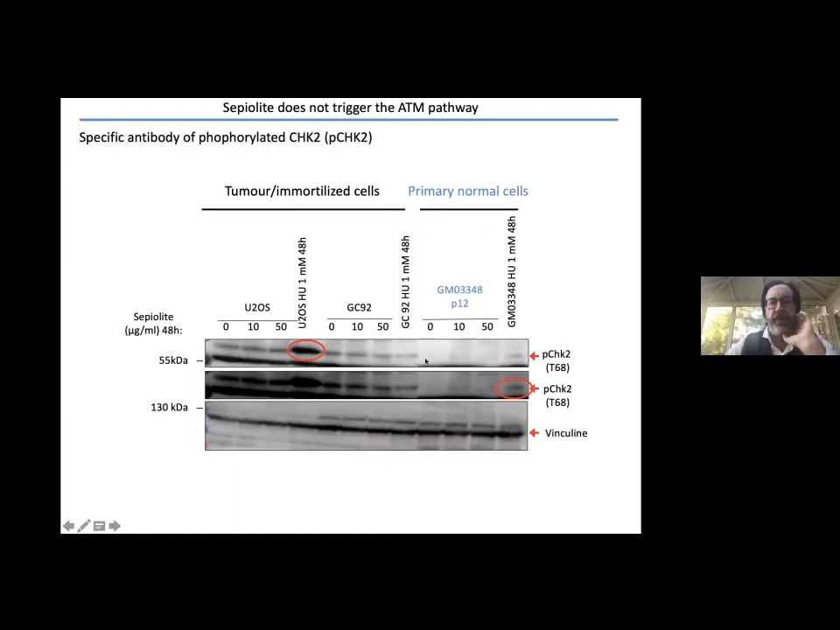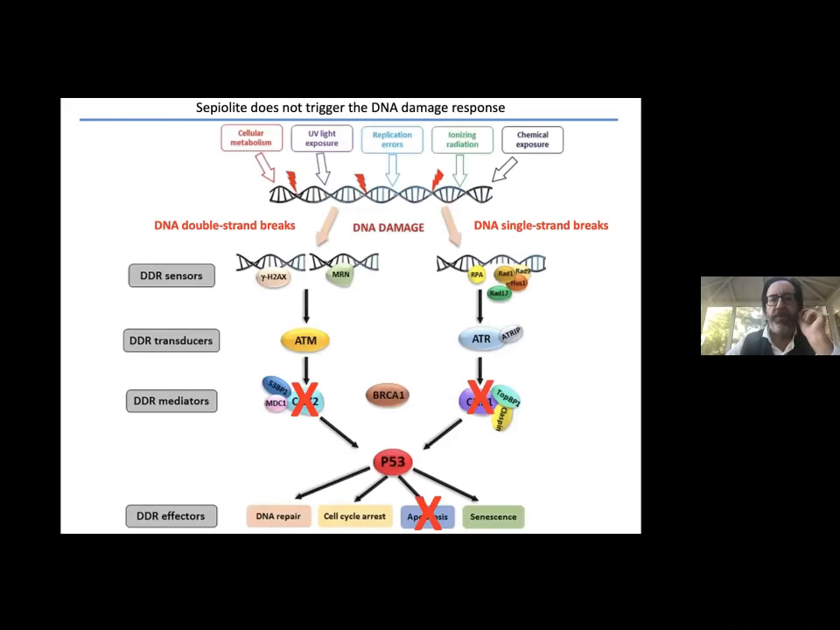But with the sepiolite, we have no activation of CHEK2. This confirms that at least this pathway is not activated by sepiolite. There is no activation of the DNA damage response, probably because there is no DNA damage. Also, I will not show you, but we have some data showing that apoptosis is not activated. So this suggests that there is no or very little DNA damage induced by the sepiolite, which is consistent with the fact that we do not detect sepiolite in the nucleus.